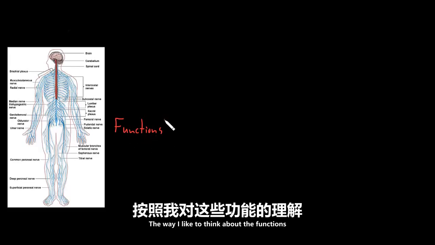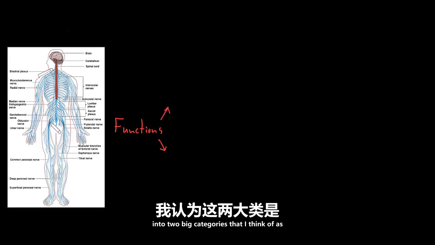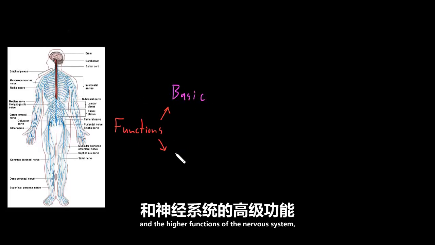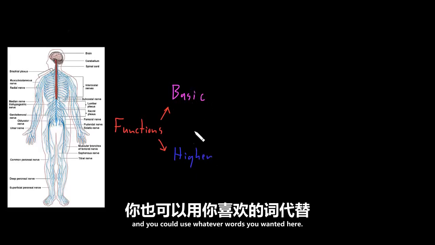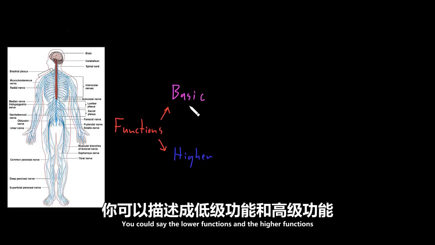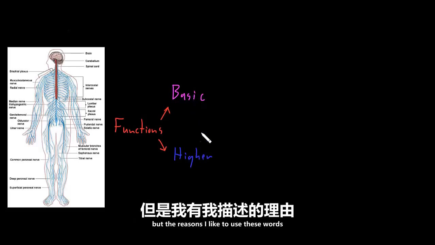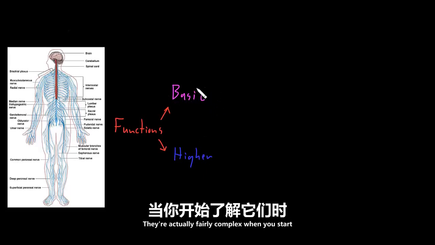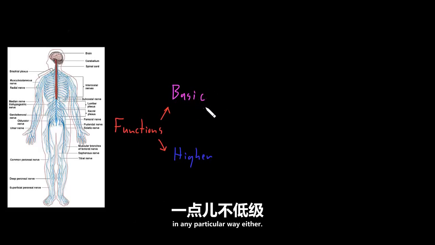The way I like to think about the functions of the nervous system is to divide them into two big categories that I think of as the basic functions of the nervous system and the higher functions of the nervous system. And you could use whatever words you wanted here. You could say the lower functions and the higher functions, or the basic functions and the complex functions. But the reasons I like to use these words are that the basic functions aren't really that simple. They're actually fairly complex when you start to get into them. And they're not really lower in any particular way either. Really, you need the basic functions and the higher functions.